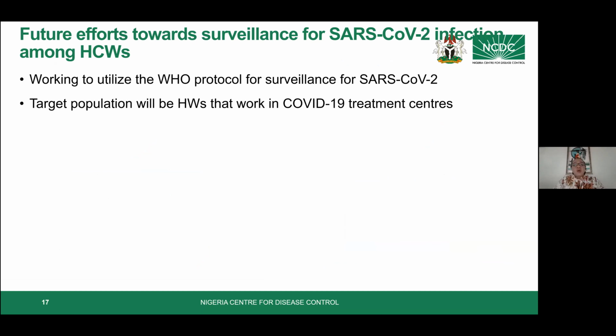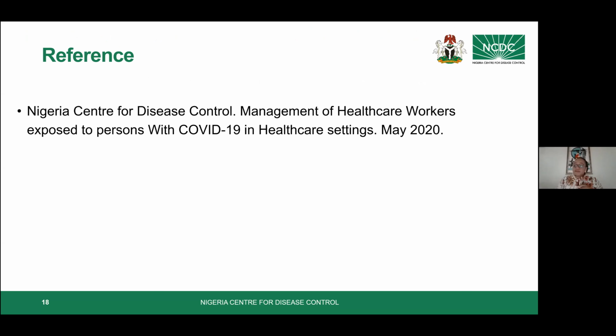So, what are future plans towards surveillance for SARS-CoV-2 among healthcare workers? We have done this deep dive of healthcare workers' infection, and that has informed and continues to inform the actions we'll take. But going forward, we are planning to utilize the WHO protocol for surveillance for SARS-CoV-2, and we are now going to target healthcare workers who work in treatment centers in the country. That will be all, and thank you for listening.